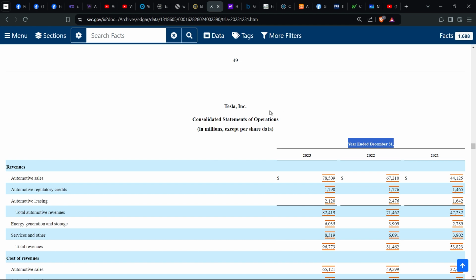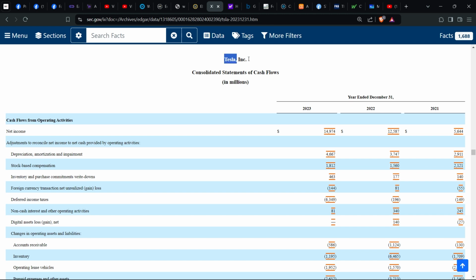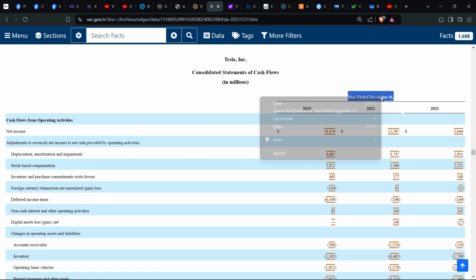It's the same case with the cash flows. Here is the cash flow statement: Tesla Incorporated Consolidated Statements of Cash Flows. It's the same, it's for a certain period of time. It shows how money moved in the company through a certain period of time. So this is for the whole of 2021, because this is an annual report, up to December 31st. The year ended 2022, from January to December 31st. The year ended 2023, from January to December 31st.